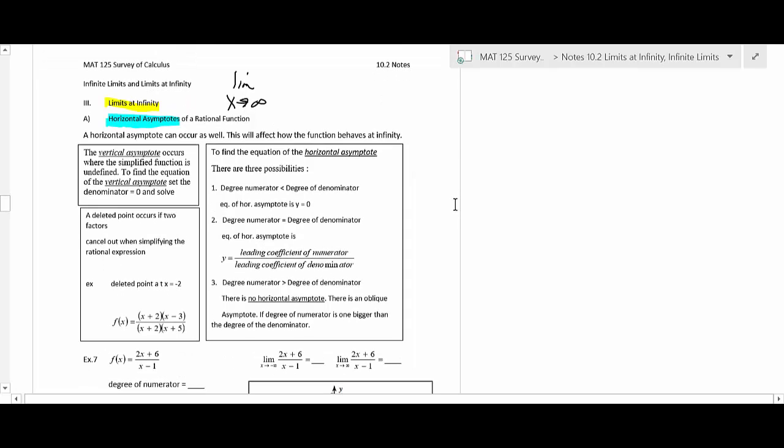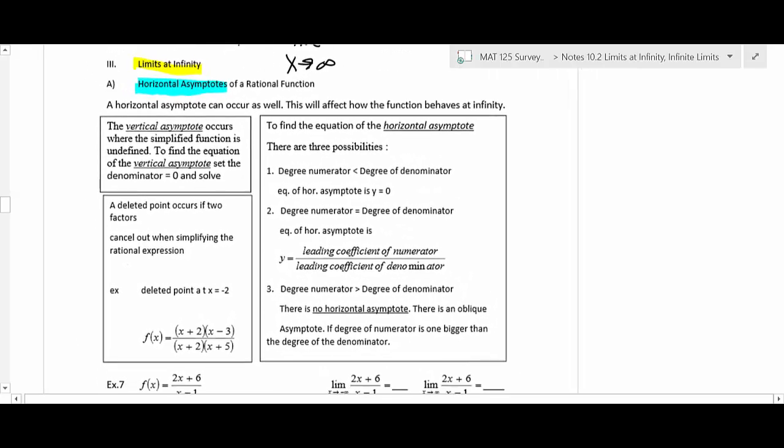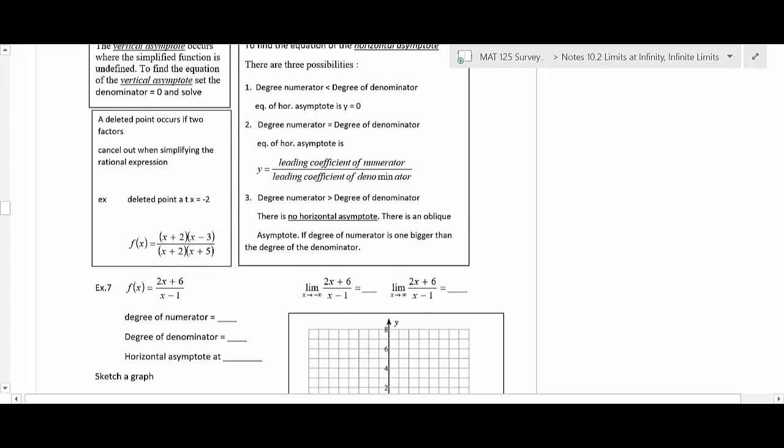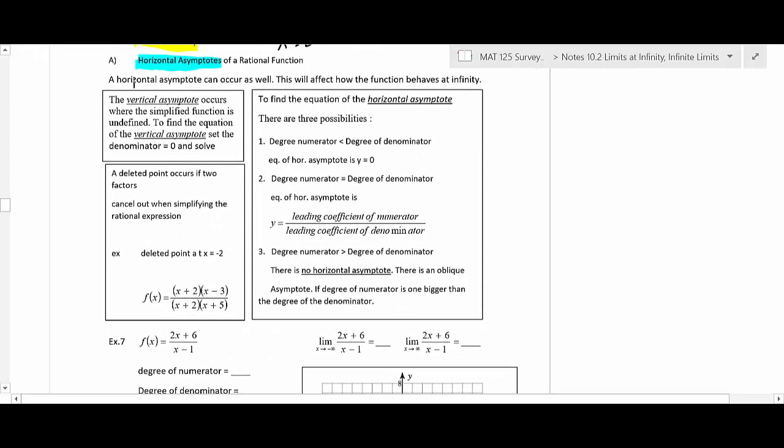So I'm going to go through and teach you the rules. You may have learned this in a college algebra class. This is generally something we teach. Basically I tried to show you everything that's important. We talked about vertical asymptotes. A deleted point is really a hole. I usually call it a hole.